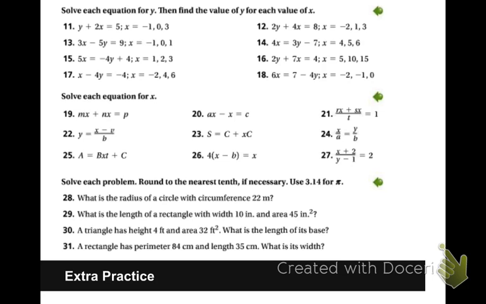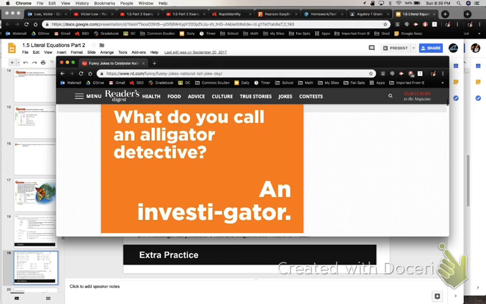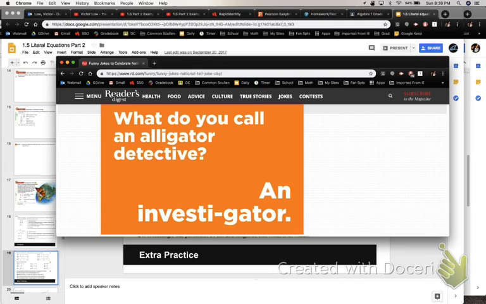And at this time, let's go ahead and try another joke. This is going to be great. I'm going to call on someone. They're not going to know how to answer this. But what do you call an alligator detective? Think about it. This one's corny. Old man jokes. An investigator. Wonder who's going to be my lucky person that's going to answer that question. And we'll see if they follow along here.